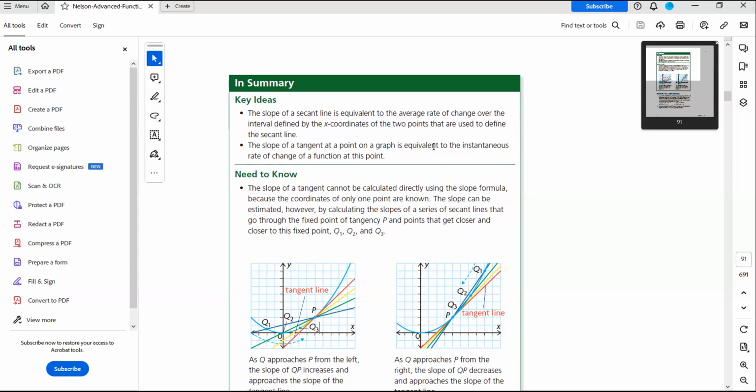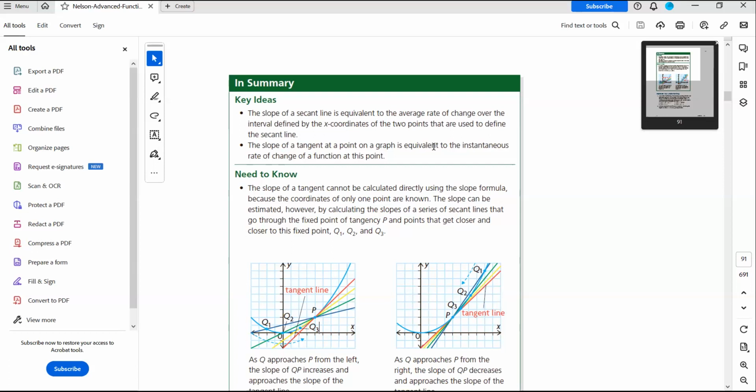And what do you need to know? That the slope of a tangent cannot be calculated directly using the slope formula, because the coordinates of only one point are known. That's why we were doing all of it, by getting closer and closer and closer, but we could never actually shrink this interval to a singular point. This is the job of another part of mathematics, calculus, and you're gonna see that there. But here, we are not saying that it's only one point. It's basically 2 points that are really close to each other.